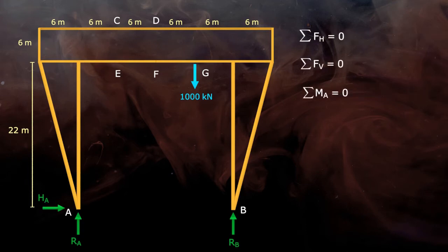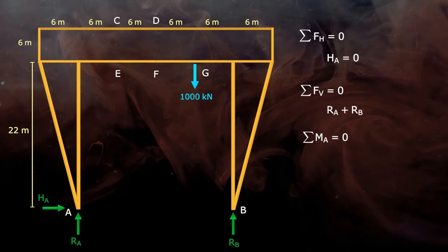Now there are three equilibrium equations available to find out reactions. First equation is summation of horizontal forces is 0. So HA is equal to 0 because there is no other horizontal force acting on the truss. Now sigma Fv is equal to 0. Forces in upward directions will be positive. So RA plus RB, and the external force of 1000 kN will be negative, and this is equal to 0. We don't know the value of RA or RB yet. So move to the next condition, that is sigma MA is equal to 0.